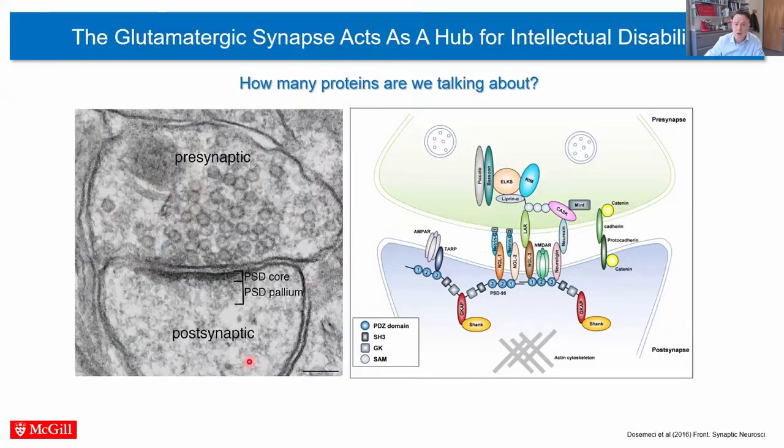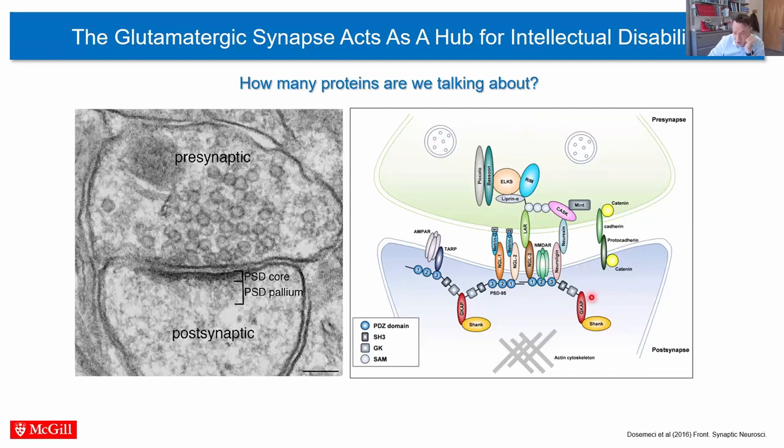So if one is thinking about intellectual disability, and trying to put it all together as a strategy to get funding from the political class and from industry, then we know that glutamate synapses are packed full of different kinds of proteins. So how many proteins are we really talking about? Maybe hundreds or thousands of proteins.